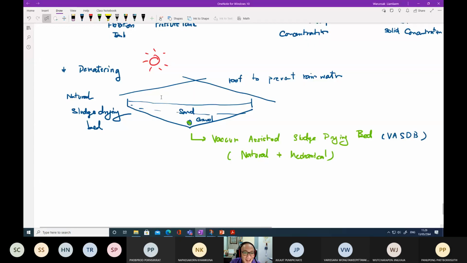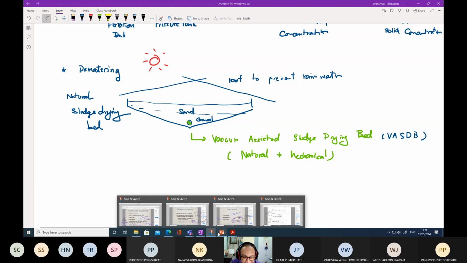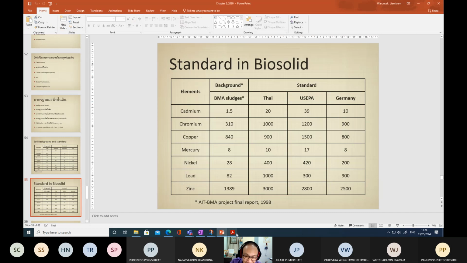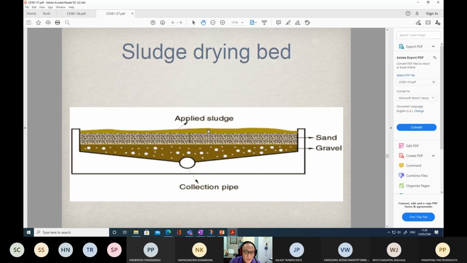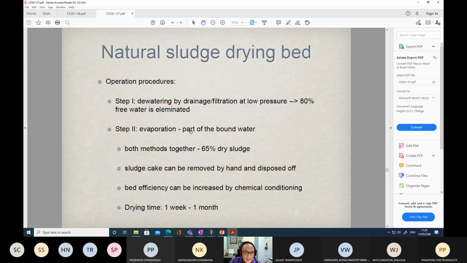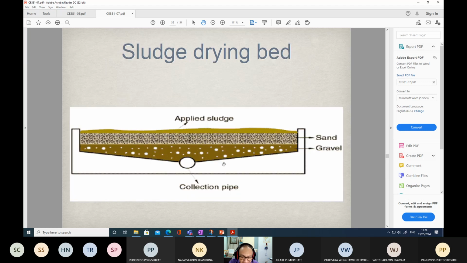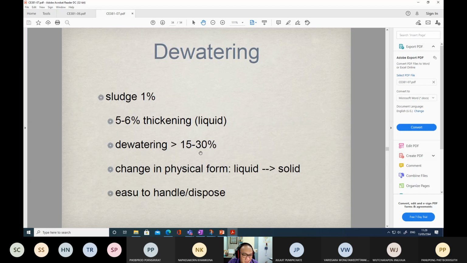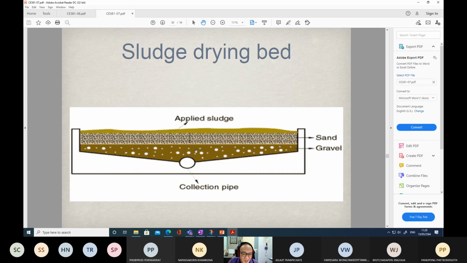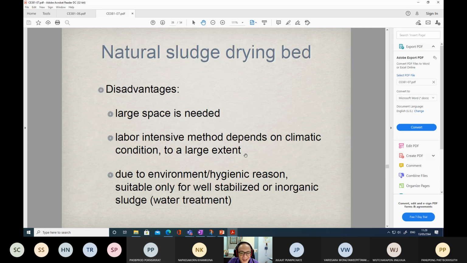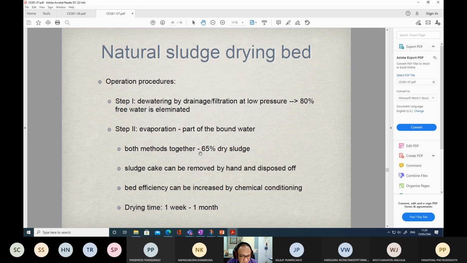Previously I was talking about these pictures. Okay, this one, we can actually attain 65% of the dry sludge, but in fact we really need only 30%. 20-30% is good enough, but this system can actually provide us up to 65% of dry sludge. Very effective, but the drying time is also long.